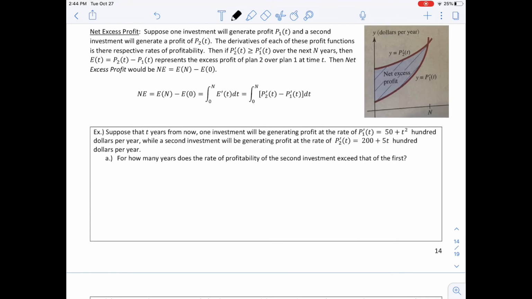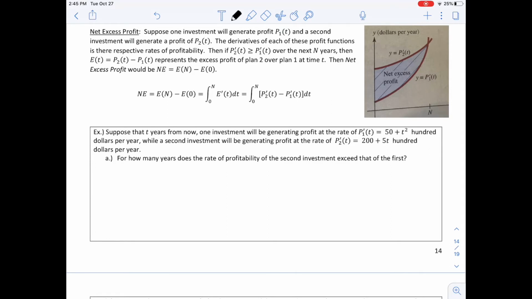The next thing that we have is the net excess profit. Suppose one investment will generate a profit of P1(t), and a second investment will generate a profit of P2(t). The derivatives of each of these profit functions are then the respective rates of profit.